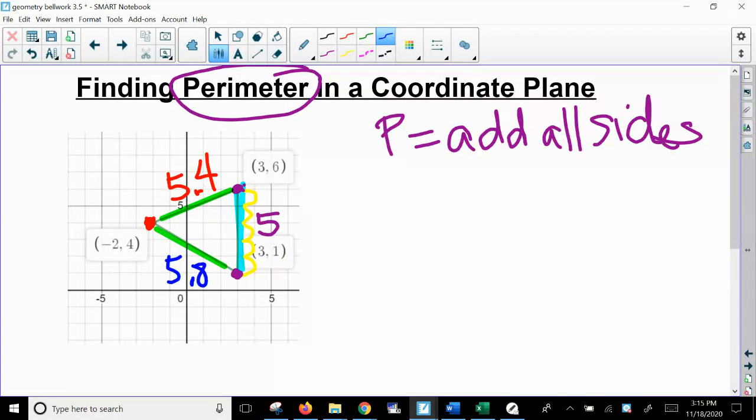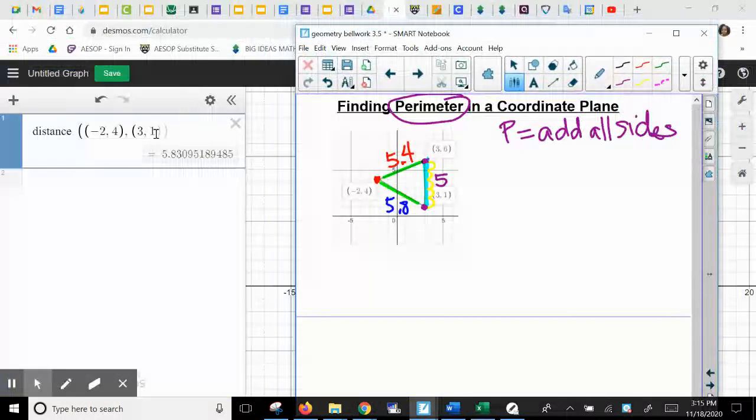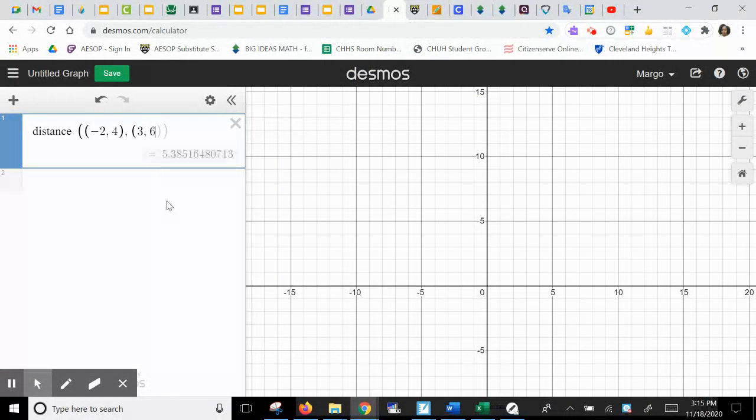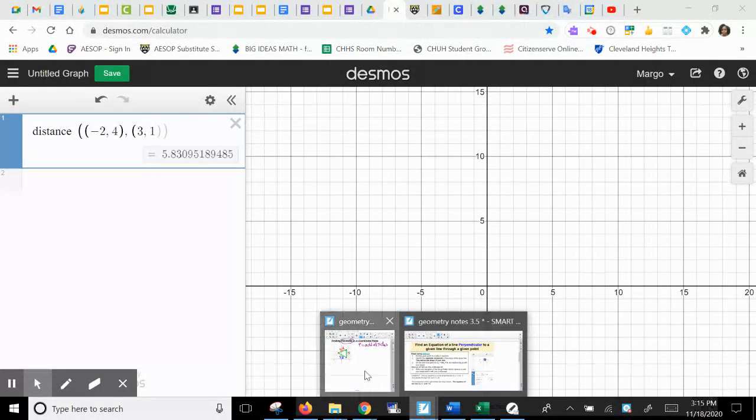Let me go back for a minute and make sure I didn't mess up. But this is between (-2, 4) and (3, 6). Just want to make sure I didn't mess up. So when it was (3, 6), yeah, it was 5.38. We rounded to 5.4. (3, 1). Okay, all right. Just making sure I didn't mess up.